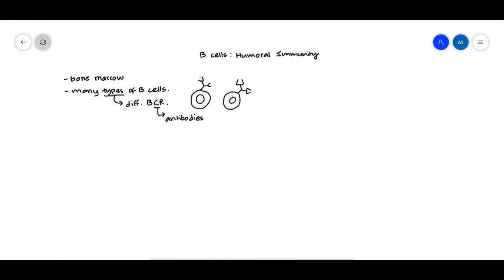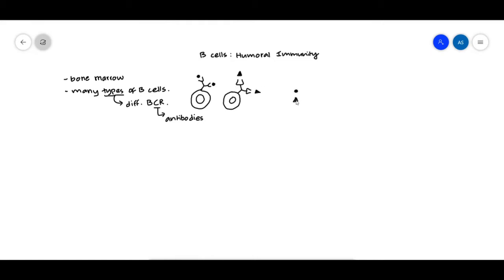So B cells are going to have antibody receptors, and each type of B cell is going to have a different type of receptor. These different types of receptors are going to respond to different types of antigens. For example, the triangular shaped receptors are going to bind to triangular shaped antigens, and the circular shaped receptors are going to bind to the circular shaped antigens.